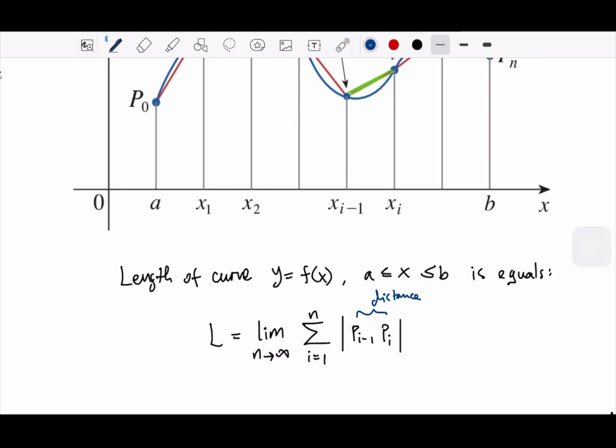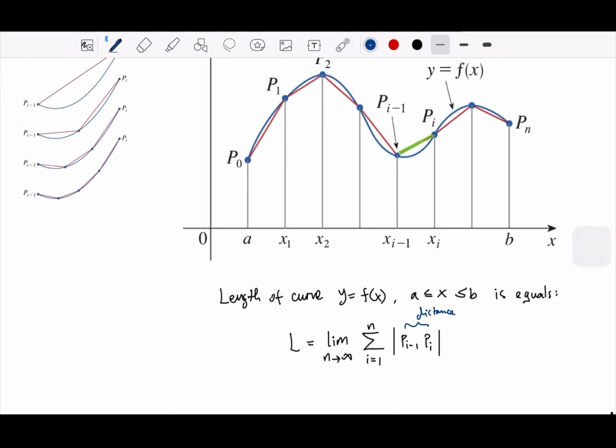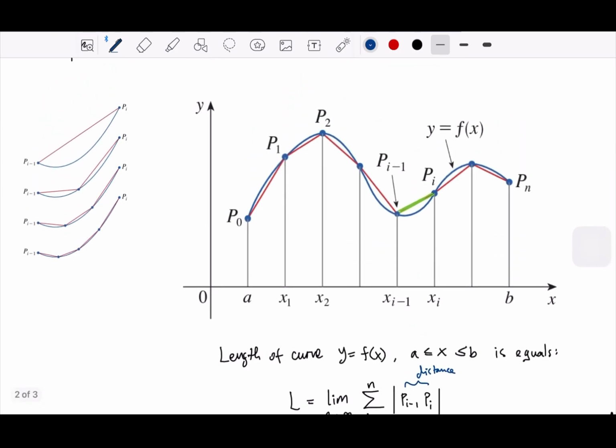How to read this: the summation means you're going to take additions, right? So this means every distance that has been segmented like this. For example, start from P0, P1, get that distance. And then P1, P2, P2, P3, and then P3, P4, P4, P5, until Pn. n can be any number, and we imagine n is really large.